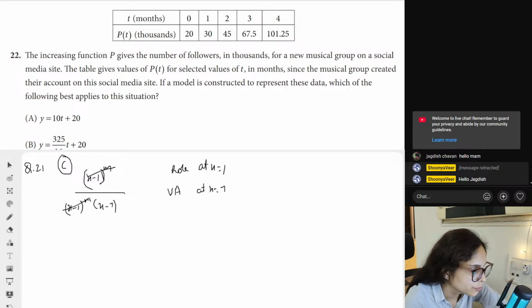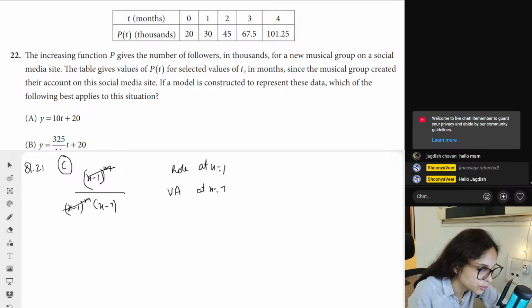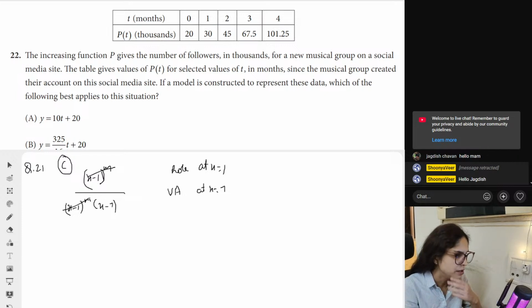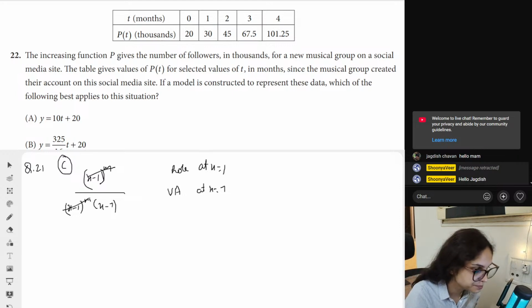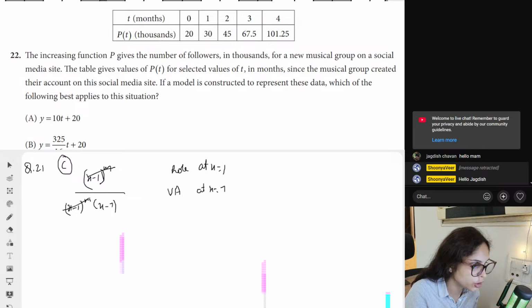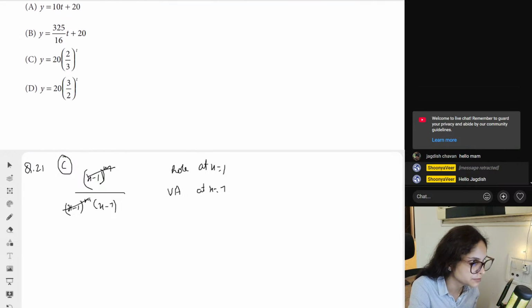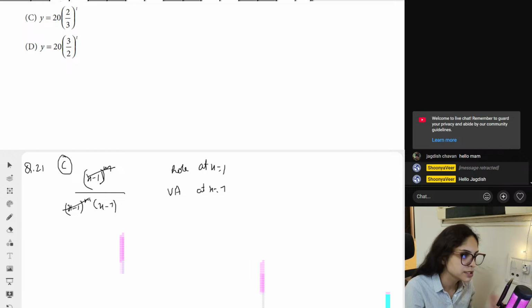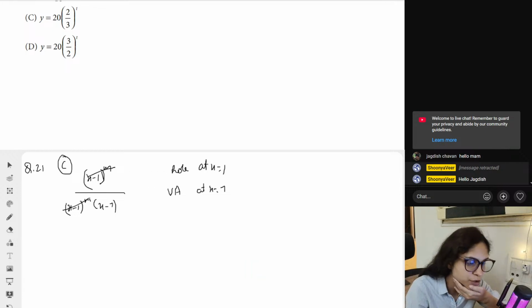Okay. So first we have to see if it's linear or not. So it is not linear because you can see 20 to 30 is adding 10, 30 to 45 is adding 15. So option A, sorry, and option B are already cancelled. Now the only options remaining are option C and option D, because it will be exponential. Now you have to identify which it should be.